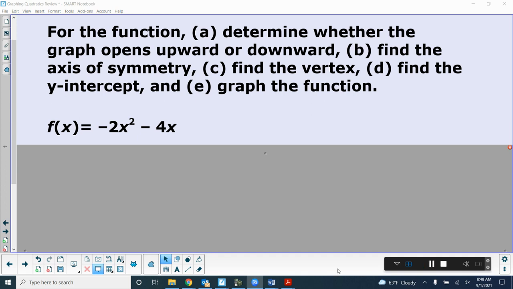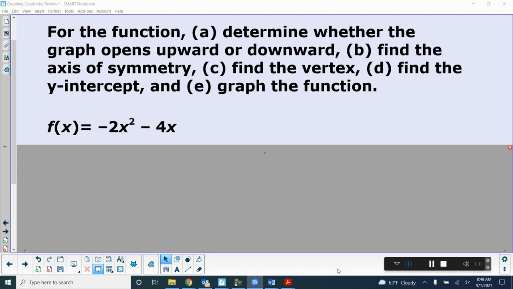How do we know if it opens up or down? Is A negative or positive? What is A in this problem? Negative. It's negative, so it opens down. Questions? Again, that's our A, right? What's our B? What's our C?